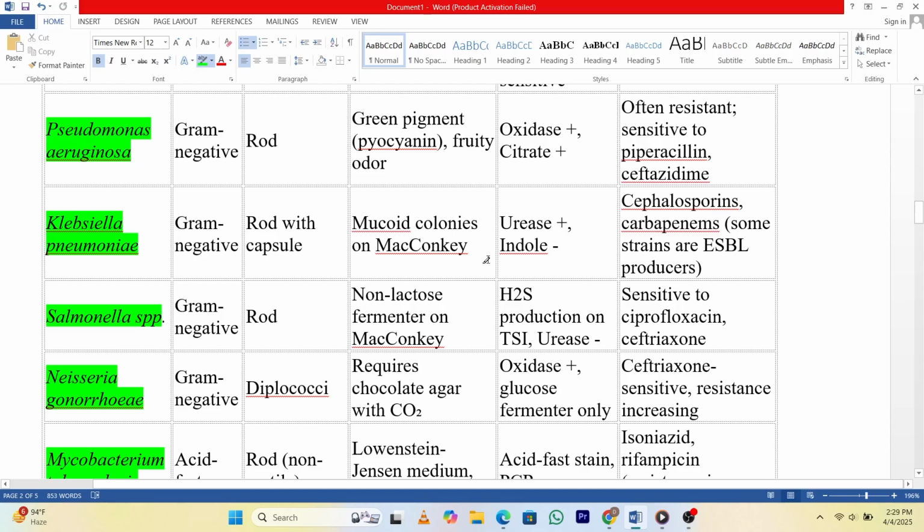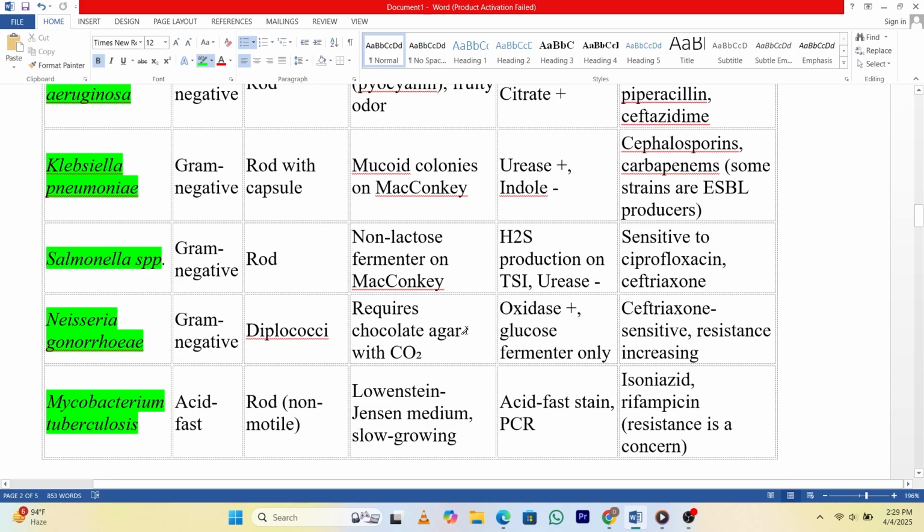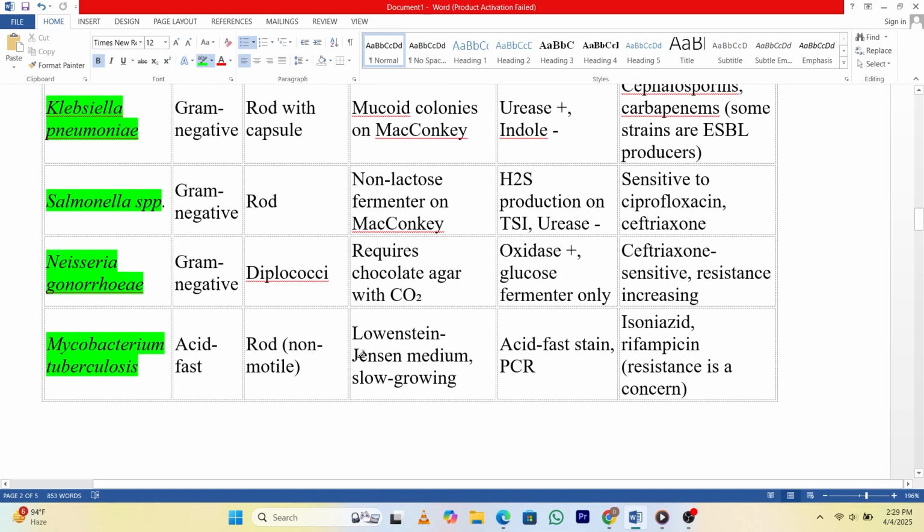Salmonella species: gram-negative rod, non-lactose fermenter on MacConkey, H2S production on TSI, urease negative, sensitive to ciprofloxacin, ceftriaxone. Neisseria gonorrhoeae: gram-negative diplococci, requires chocolate agar with CO2, oxidase positive, glucose fermenter only, ceftriaxone sensitive, resistance increasing. Mycobacterium tuberculosis: acid-fast rod, non-motile, Lowenstein-Jensen medium, slow-growing, acid-fast stain, PCR, isoniazid, rifampicin, resistance is a concern.